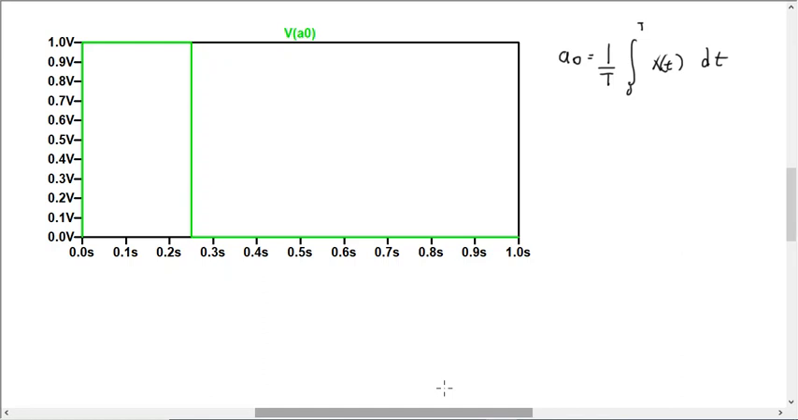Let's do an example to find the Fourier expansion coefficients for a 25% duty cycle pulse train. Here we've plotted it out from LTspice. It goes from 0 to 1 and stays on for 0.25 seconds, and the period is 1 second.